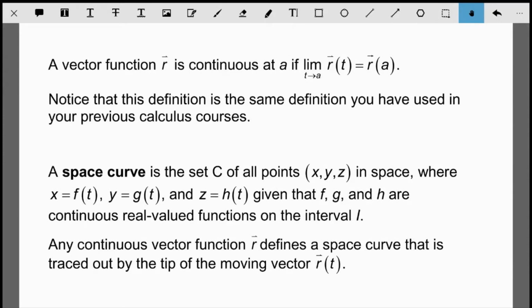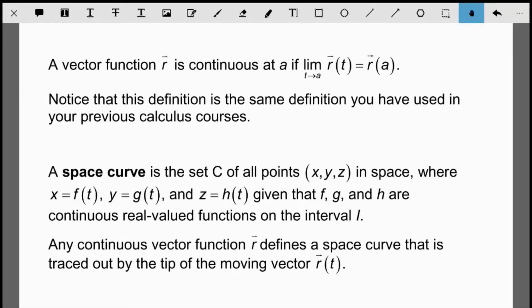Okay, so we consider a vector function to be continuous if, at the point where we're trying to evaluate continuity, the limit value is equal to the vector function value. So it's exactly the same as before. When we did continuity before, when we were dealing with x and y, we had 2 dimensions. We said the limit value has to equal the function value in order for the function to be continuous. Now we're just doing that for a vector function. It's the same idea. The limit value has to equal the function value.